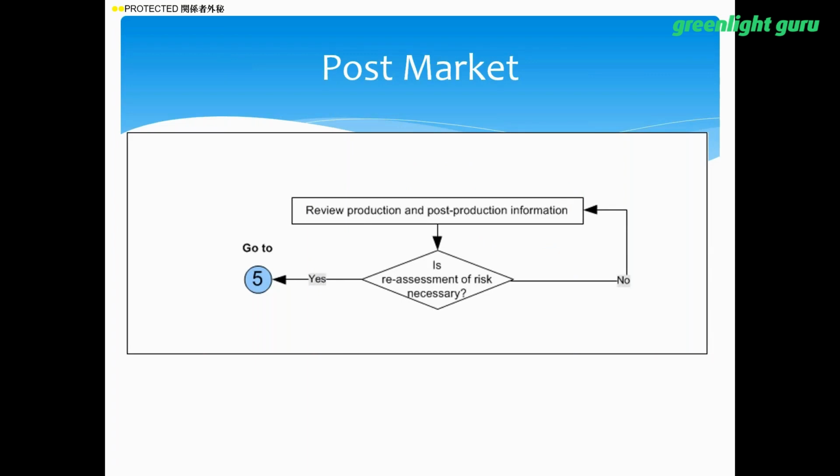During the period of post-market surveillance, you will be reviewing the production and post-production information. Earlier in the discussion, we talked about the importance of knowing the occurrence level of issues that are occurring as a result of the use of the product that goes out into the market, or issues you may be seeing in manufacturing that can make their way to that hazard matrix as a result of failures that may be occurring with the product.